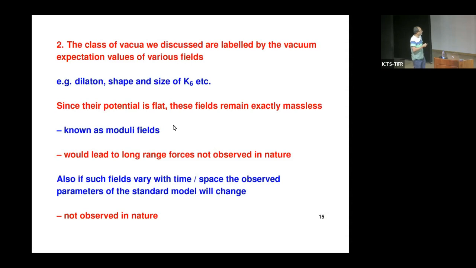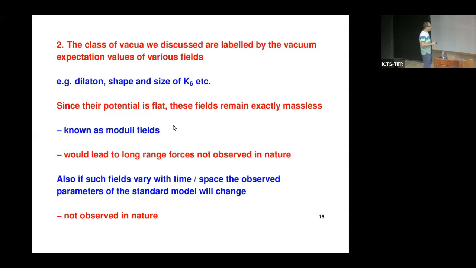The second issue that arose is that the class of vacua that we discussed are typically labeled by the vacuum expectation values of various fields. This I have already said, like the dilaton, which gives the coupling constant, the shape and size of the 6-dimensional space, and so on. And because these corresponding fields have flat potential, these fields remain exactly massless. So they appear from the 3+1 dimensional viewpoint as massless scalars, scalars without potential. These are known as moduli fields. And if these really remain massless, they would typically lead to long-range forces that are not observed in nature. Massless fields typically give rise to long-range forces. And we of course know of some long-range forces in nature, gravity and electromagnetism, but not, for example, something that is mediated by scalars. So this would contradict what we see in nature.